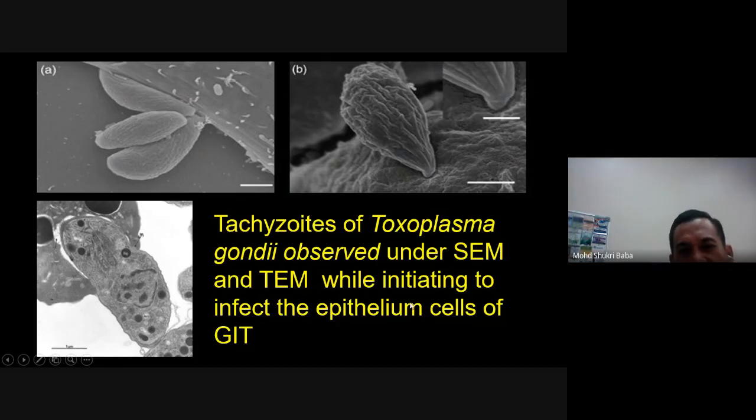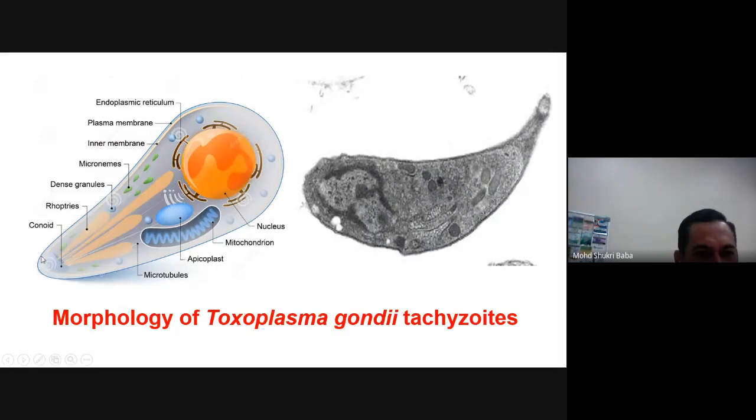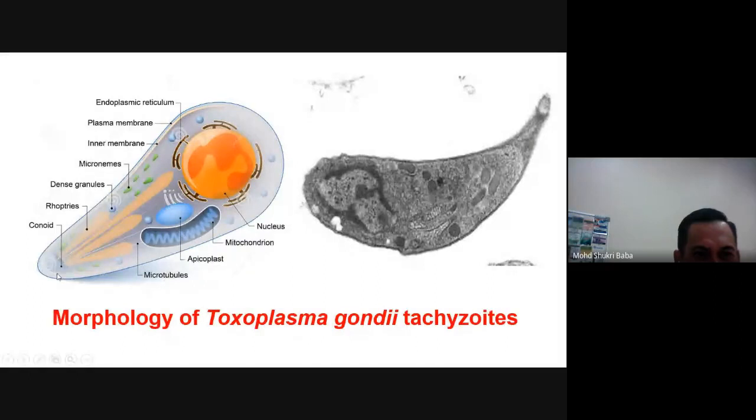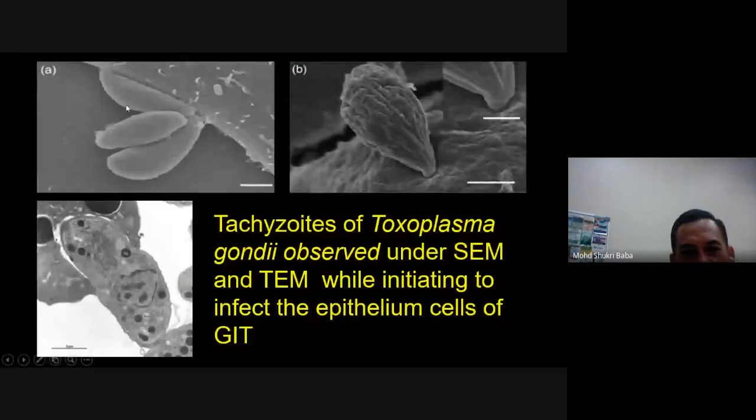Ketika ini dia initiate to infect the epithelial cell of GIT. Nampak tak bahagian tajam ni masuk dulu ke dalam tisu. Okay, tiga-tiga ni masuk dulu tisu. So that is why yang bahagian tajam ni dia akan cuba initiate masuk ke dalam tisu dulu, because macam saya kata tadi dia adalah obligate intracellular parasite. Dia mesti masuk ke dalam tisu. So that is why dia punya morphology quite meruncing seperti ini.